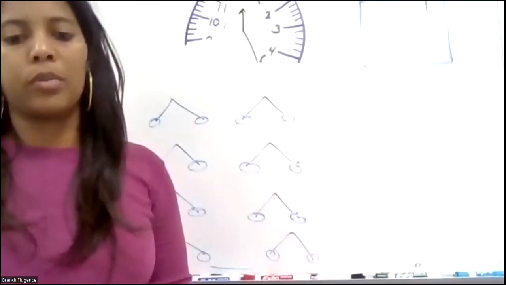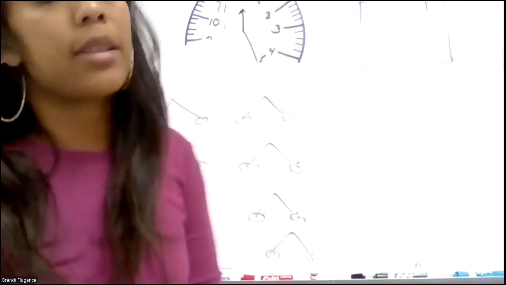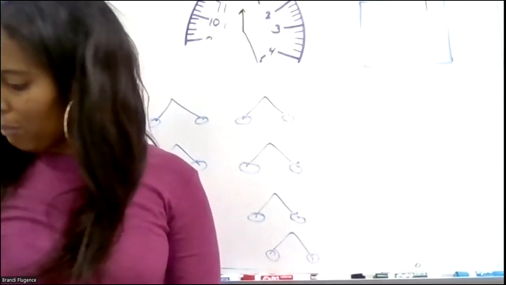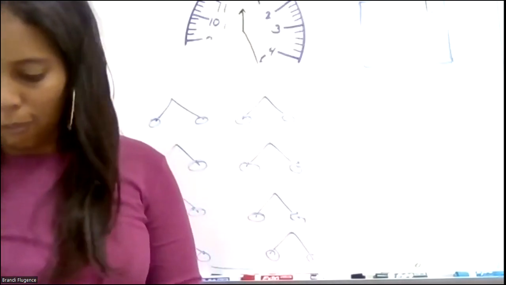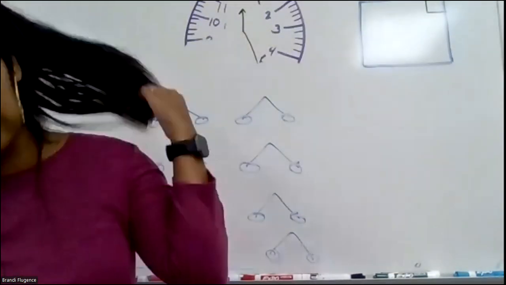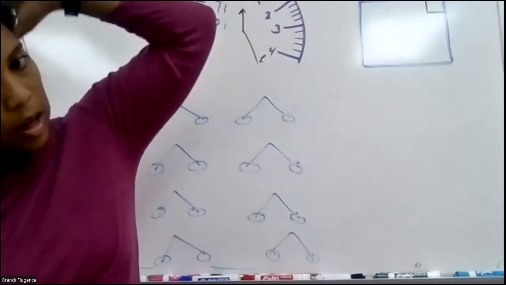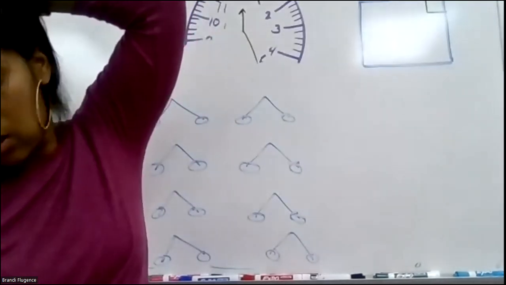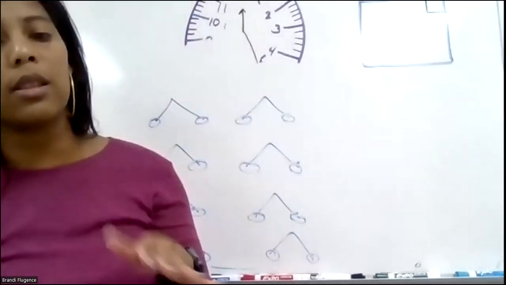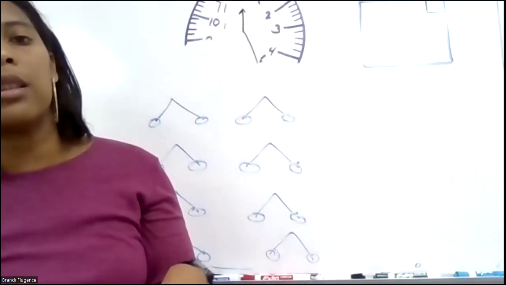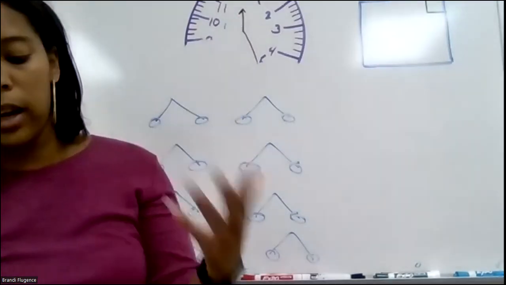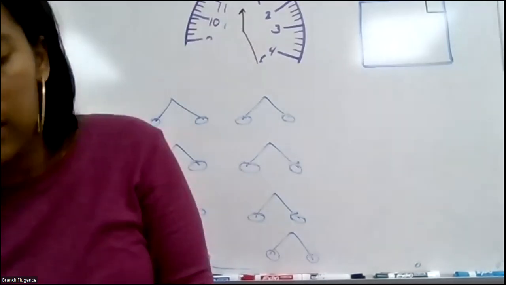16. 8 groups of 2 wheels is 16 wheels. What's my multiplication fact? 8 times 2 equals 16. Good. Awesome. All right, so we'll do the back tomorrow. We'll figure it out tomorrow, okay? So this is how we make number sentences for groups of items. It'll have to be multiplication sentences, okay?